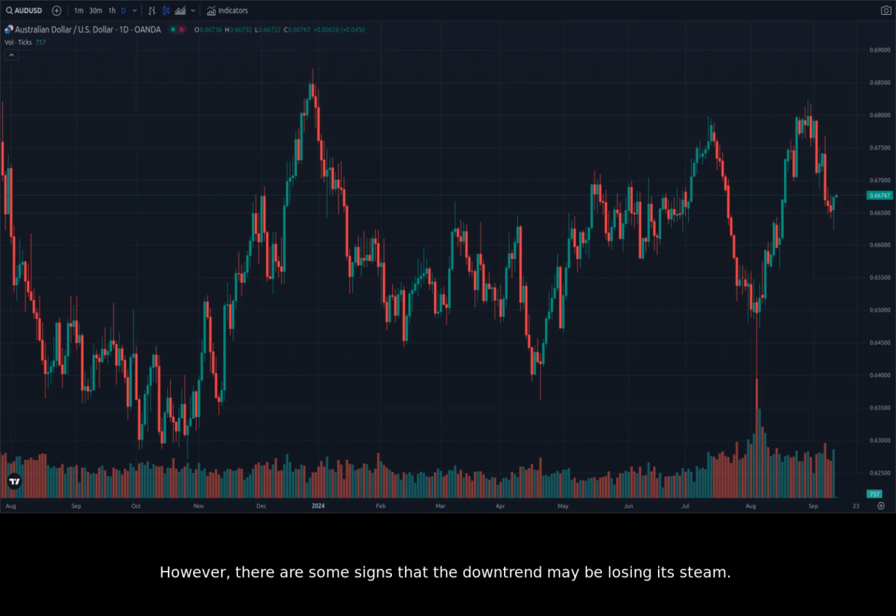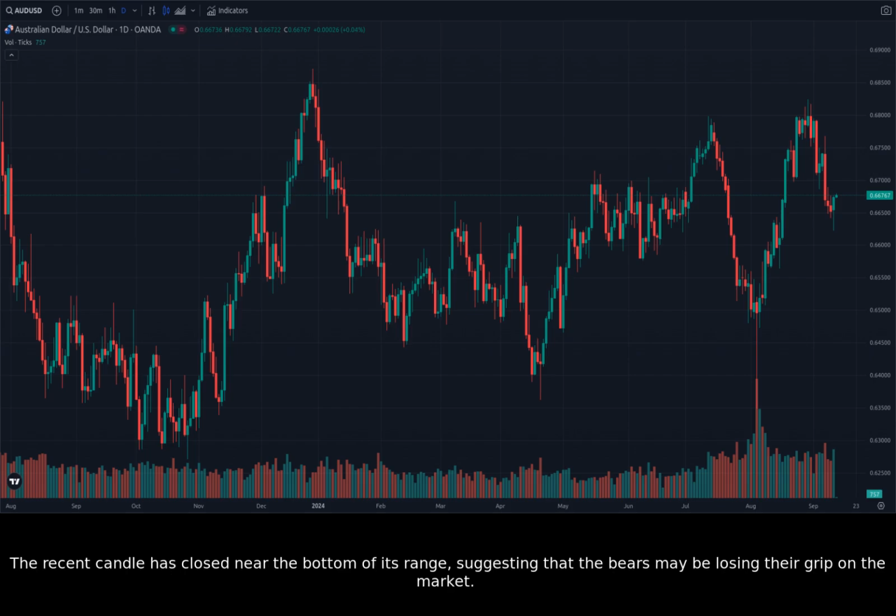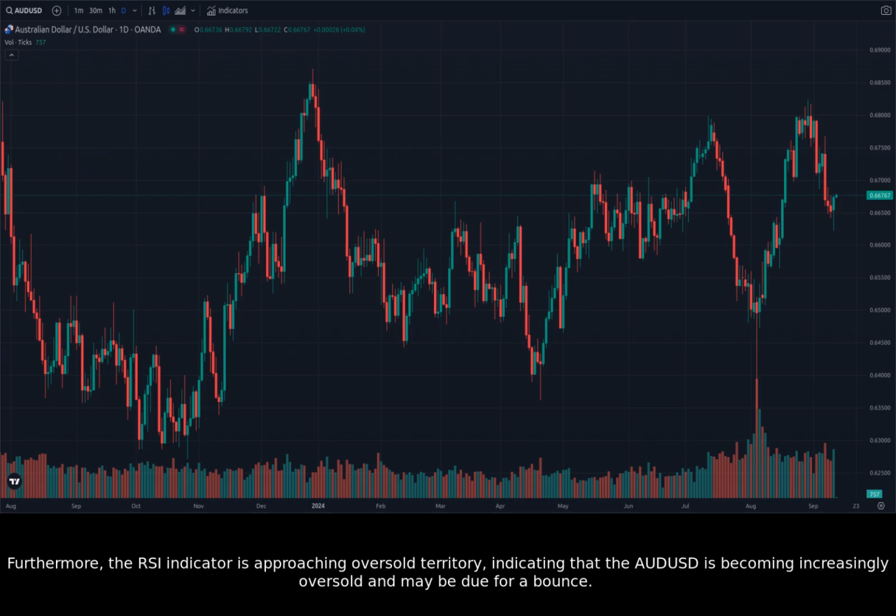However, there are some signs that the downtrend may be losing its steam. The recent candle has closed near the bottom of its range, suggesting that the bears may be losing their grip on the market. Furthermore, the RSI indicator is approaching oversold territory, indicating that the AUDUSD is becoming increasingly oversold and may be due for a bounce.